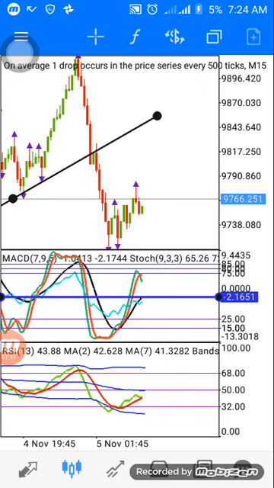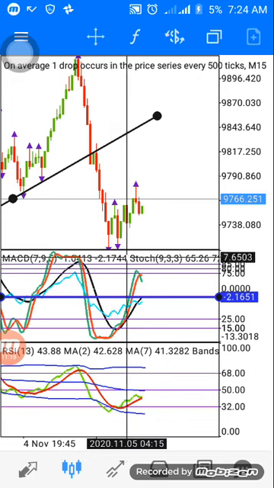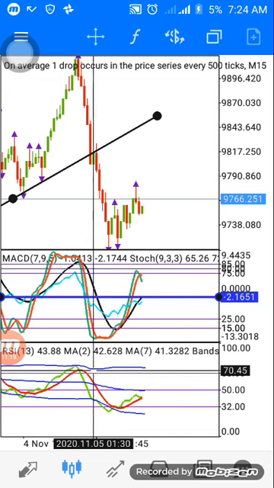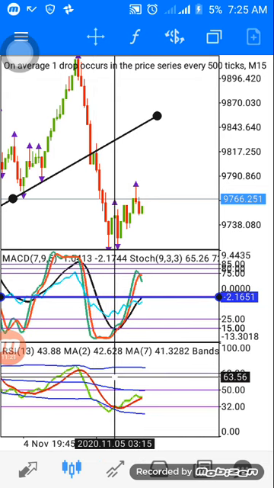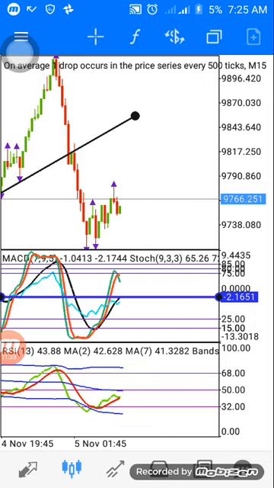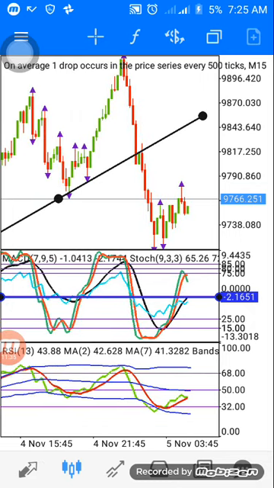All right, we have confluence. The confluence of this crossing below here, and this CCI crossing the Bollinger Band from below, and crossing the moving average 7 also here. So we have a sure signal to trade. Now let us look at the third confirmation, the RSI, also a good one.